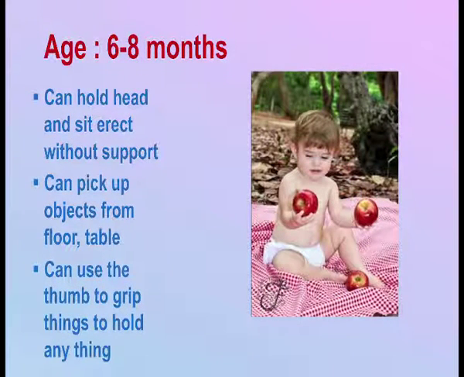Similarly, 6 to 8 months. I should repeat here that this is a very crucial stage of development and we should learn how the child's motor development takes place at these ages. So, during the 6 to 8 months, the child can hold head and sit erect without support, can pick up objects from the floor or table. He has now the picking ability. He can pick up the objects. Can use the thumb to grip things, to hold anything. Now he has a gripping power too.